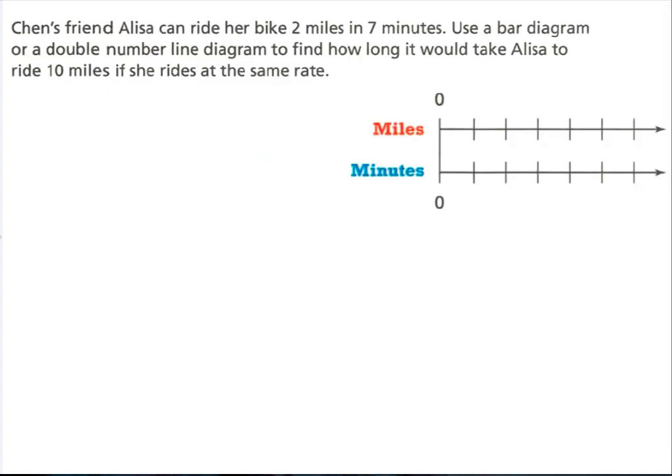So pause and try this one for yourself. And then hit play and see how we did with it. But read the problem, think about how am I going to show that on my double number line, and then hit play and listen to me finish it up.